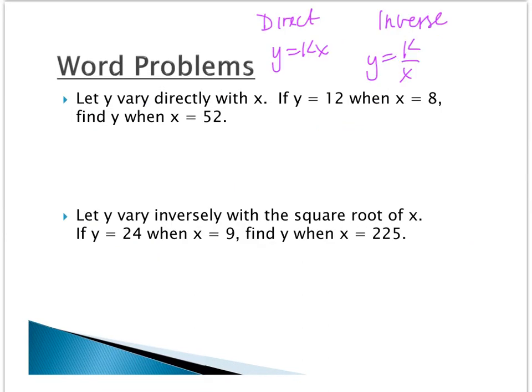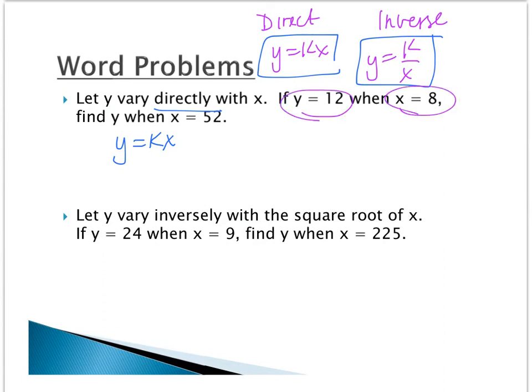When we are dealing with variation, there are 2 formulas we need to remember. Direct is y equals kx. Inverse is y equals k divided by x. In the first problem, we see that y varies directly with x. So that means that we can start with the equation y equals kx. Next, we go ahead and we plug in these given values. We are told that y is 12 when x is 8, and I can use that to solve for my k value. By dividing by 8, I find out that k is equal to 3/2.